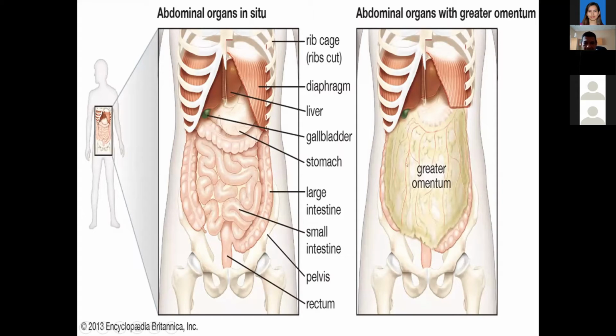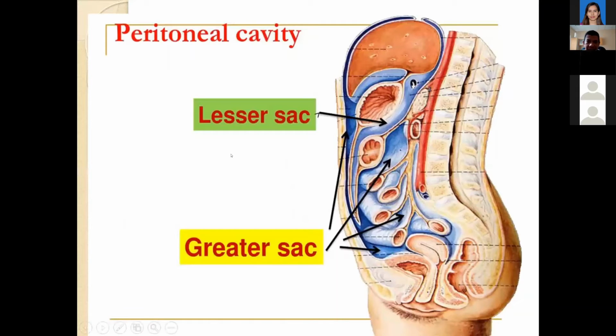When we lift up the greater omentum, there are a few organs you can see: liver, diaphragm, ribs, gallbladder, stomach, large intestine, small intestine, and rectum. So I think the detailed anatomy of each organ or each system we already discussed earlier, whether with the colorectal team or the hepatobiliary team. Okay, this is what I mean.